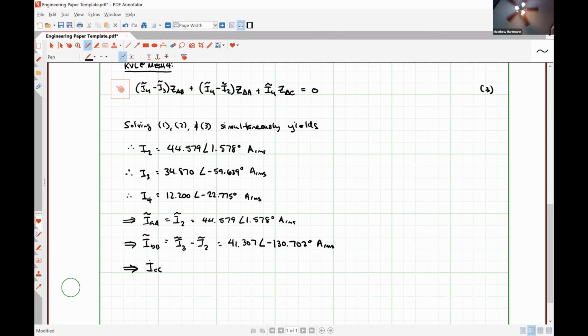Lastly, we have our line current ICC, which I believe is just going to be negative I3. So that is going to give us 34.870 angle positive 120.361 degrees amps RMS. So figuring out the line currents was fairly straightforward.